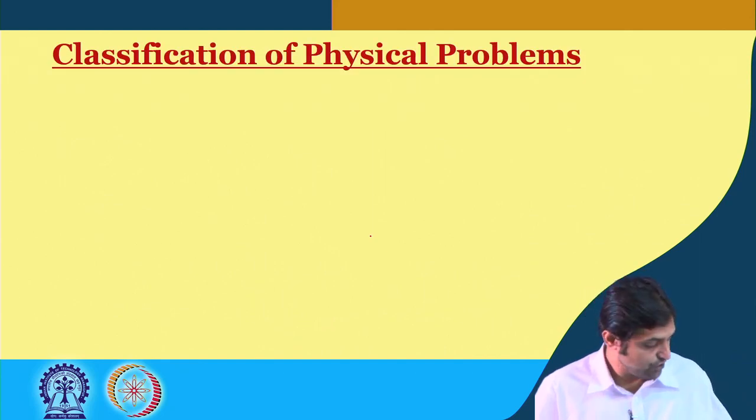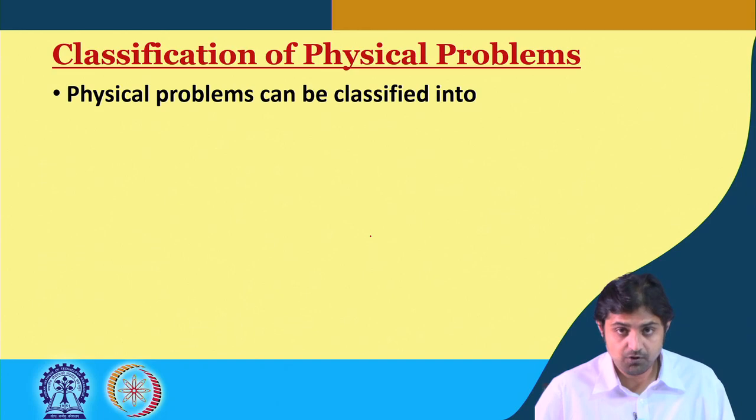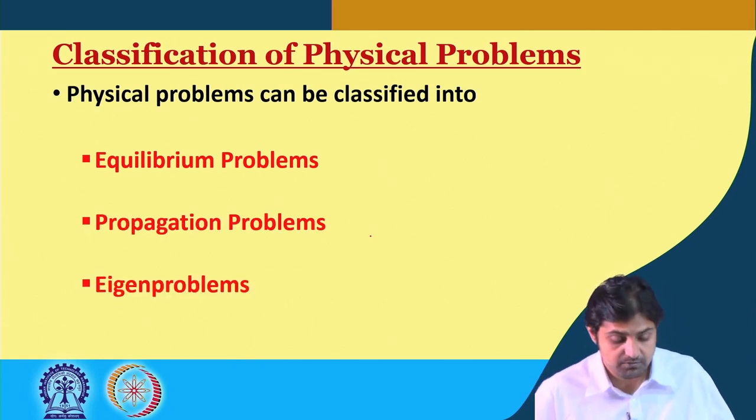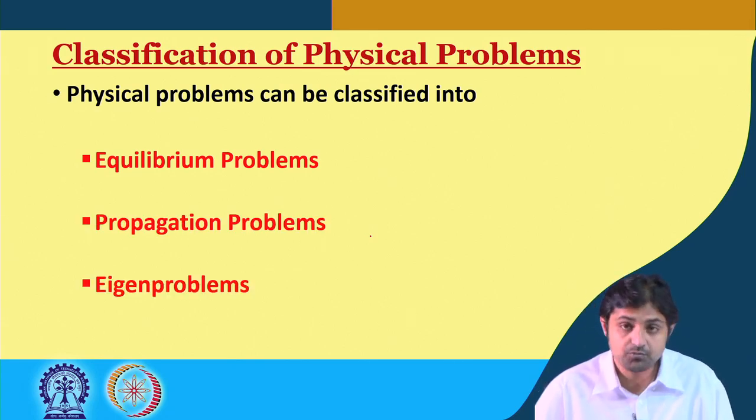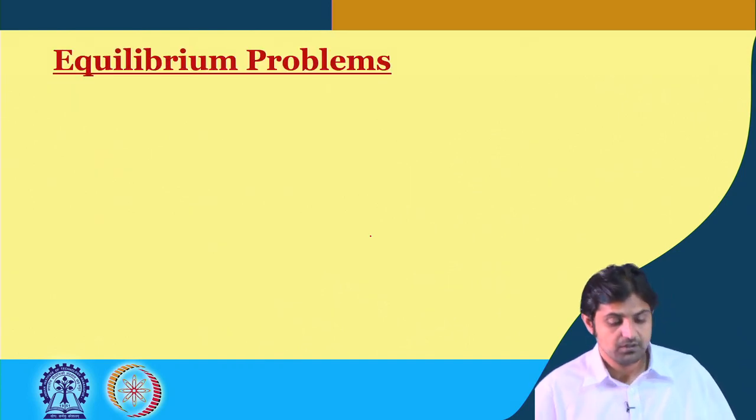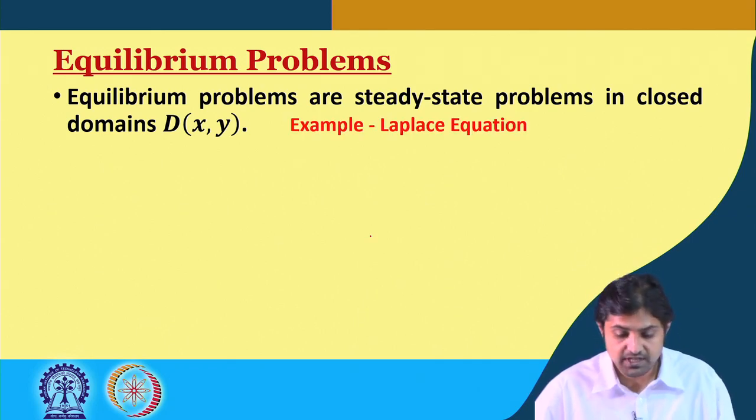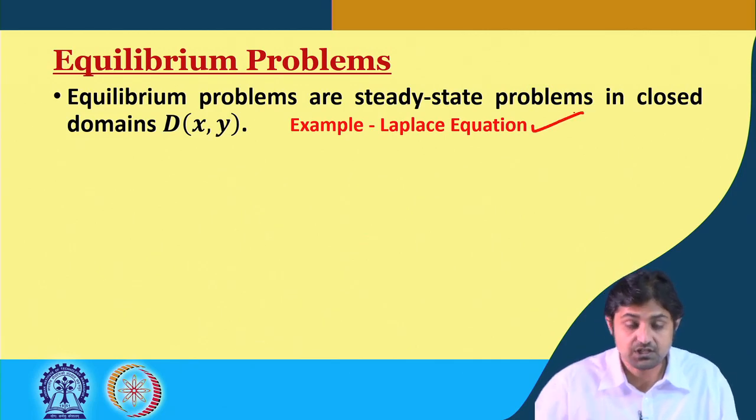Now, the classification of the physical problems. The physical problems can be classified into equilibrium problems or propagation problems. The third is eigen problems. Okay. So, any physical problem can be classified into three different forms. What are the equilibrium problems? Equilibrium problems are the steady state problems in closed domains. Steady state means there is no dependence on time, there is an equilibrium. So, an example is the Laplace equation for such types of problems.